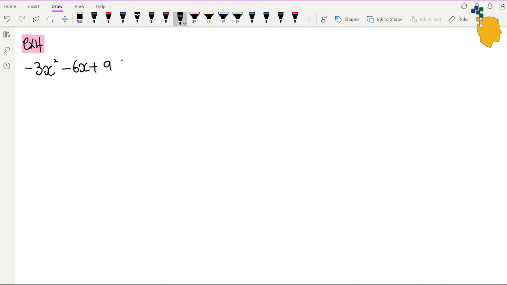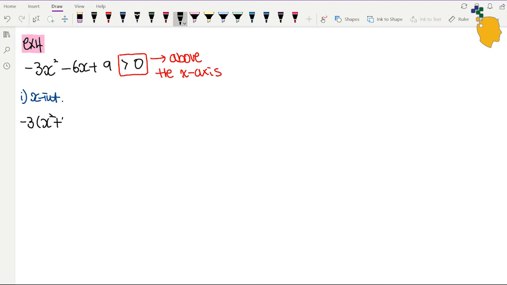We have negative 3x squared minus 6x plus 9 greater than 0. Again, greater than 0 means above the x-axis. So let's first find the x-intercepts so we can sketch. Take negative 3 out as it's a common factor. Negative 3 bracket x squared plus 2x minus 3. And inside the bracket, we can do the cross method to factorize. So it will be (x plus 3)(x minus 1) is 0. Use the no-factor law, easy way, switch the sign for your x value. x is negative 3 or 1.